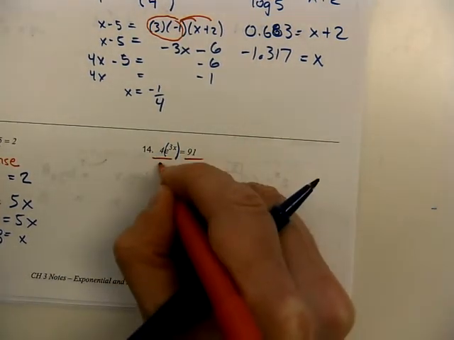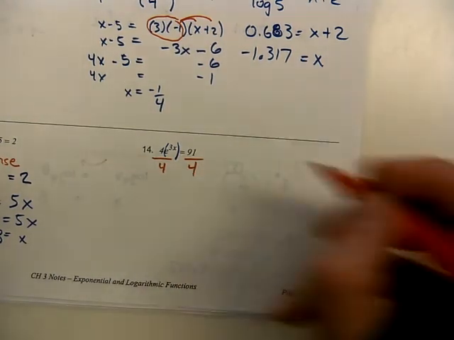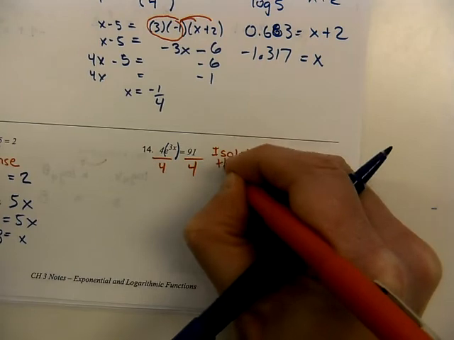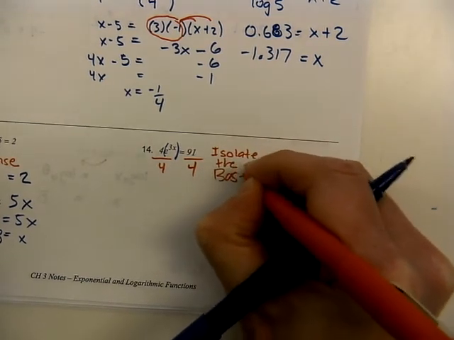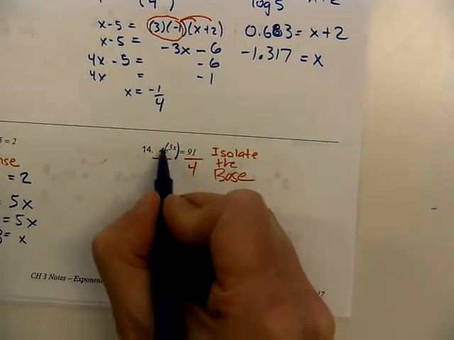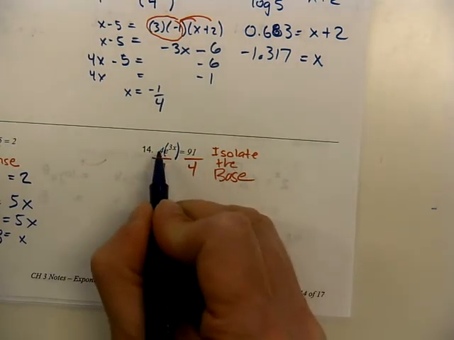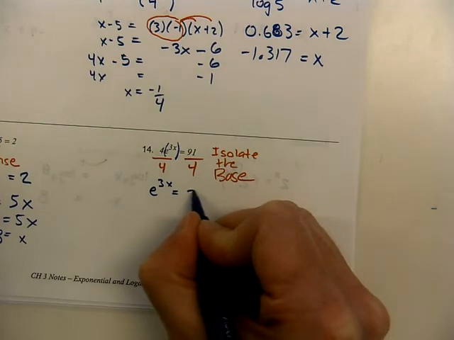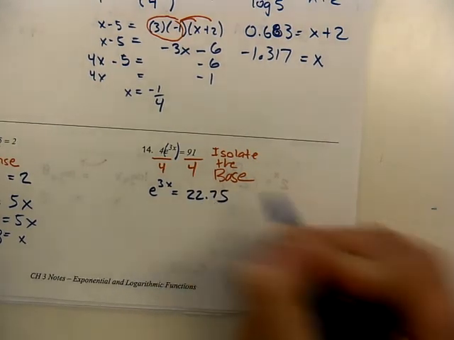So your first step is to isolate the base. So that's what we're doing here. Isolate the base. Now, the exponent is part of the base. That's what I'm talking about. We want the e to the 3x to be by itself, so we're dividing both sides by 4. So e to the power of 3x equals 22.75.